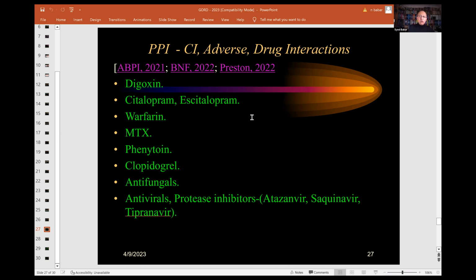And then what are the contraindications, adverse side effects, and drug interactions of PPI? So it does interact, and you must be careful if you know from the history a patient is on these kinds of medications. Notable are digoxin, SSRI, warfarin, anti-epileptic drugs, and then antiplatelet drugs. And in the light of COVID-19, if a patient is on these as well, antiviral agents.